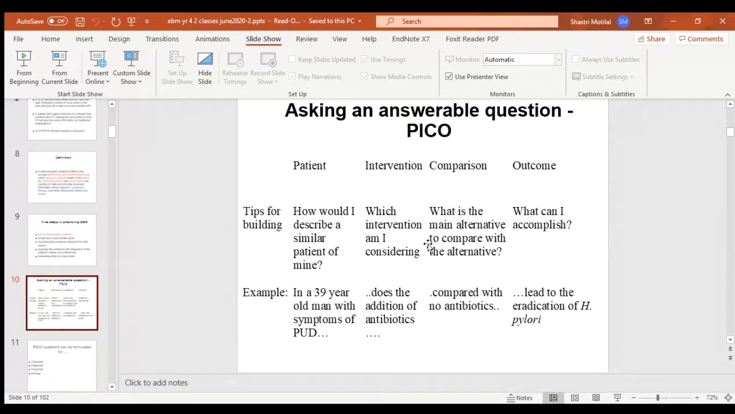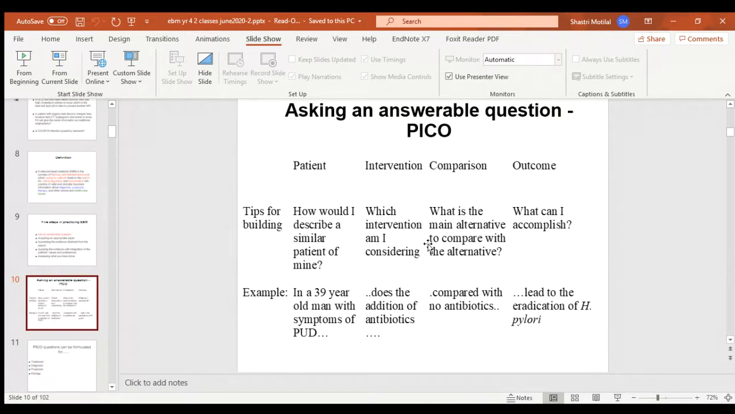So I'll give an example as seen on the screen. In a 39-year-old man with symptoms of peptic ulcer disease, do antibiotics compared to no antibiotics lead to eradication of H. pylori? So in this example, the P is the patient with symptoms of peptic ulcer disease. The intervention we consider is antibiotics. You are aware of triple therapy. You all know antibiotics could be used to treat H. pylori infection from your 3rd year. What we're comparing it to is no antibiotics, and the outcome we want to see is if it will get rid of this bug. There are different variations of this that we could ask.